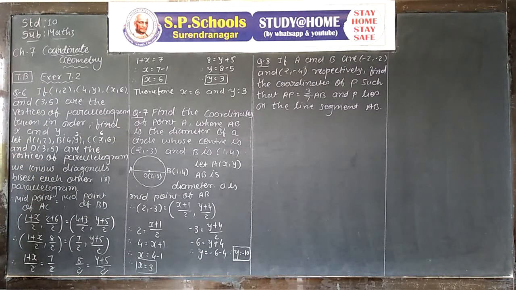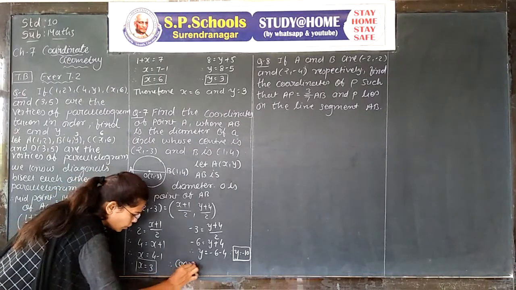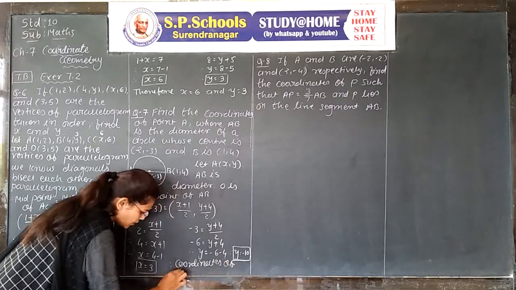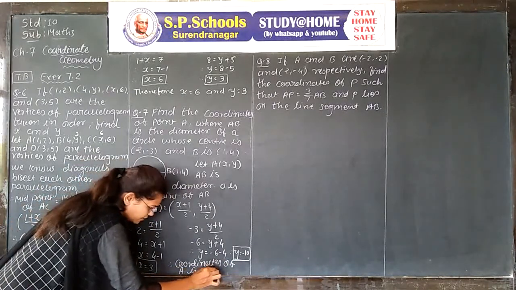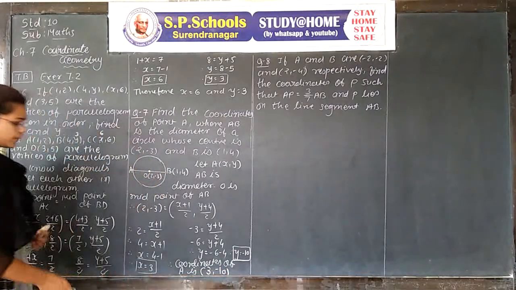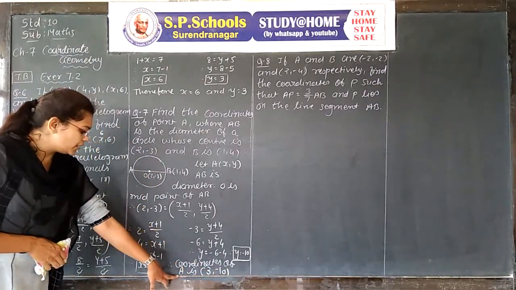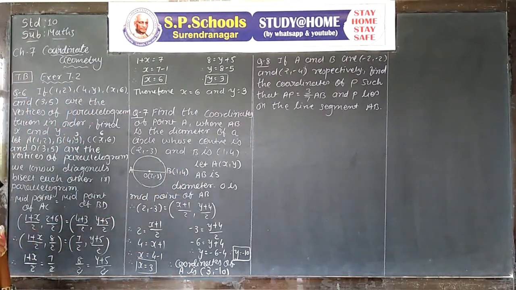We need to find the coordinates of point A. Therefore, the coordinates of A: x is 3 and y is minus 10. To verify that, again find the midpoint using the coordinates of A and B, we get (2, minus 3).